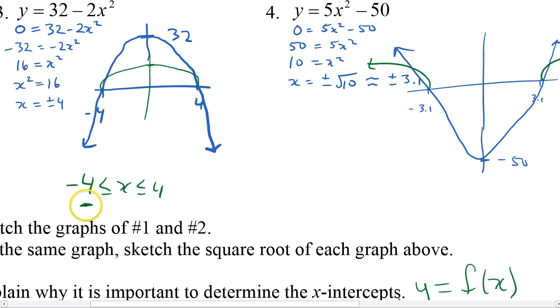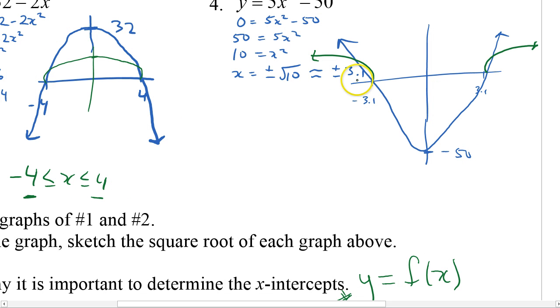So again, these two values were the x-intercepts. This one's a little bit different, right? It's going to be everything to the left of negative 3.1 and everything to the right of positive 3.1. So it would be x is less than or equal to negative 3.1, or x is greater than or equal to positive 3.1. That would be the domain.